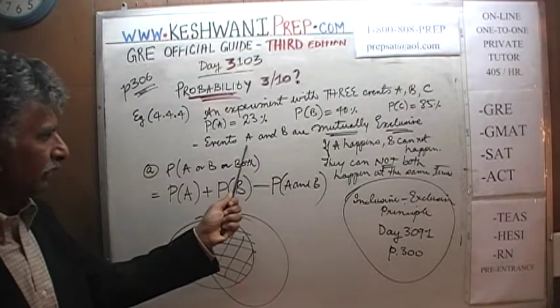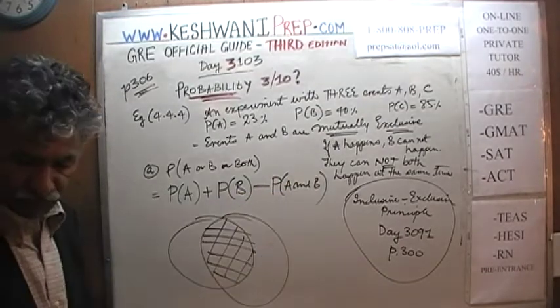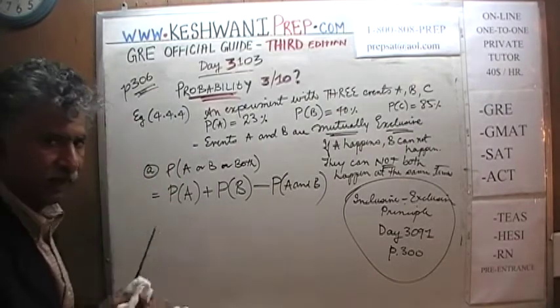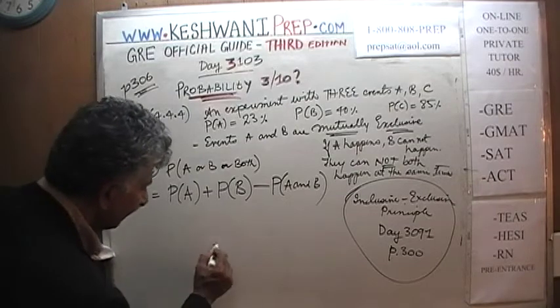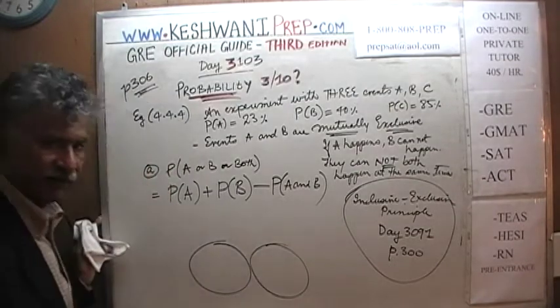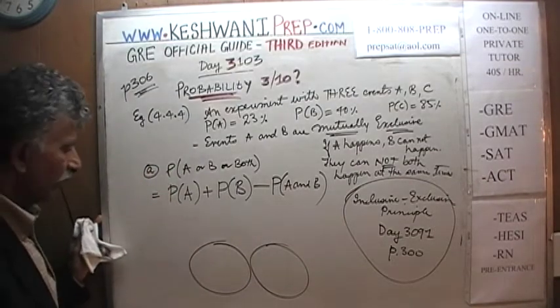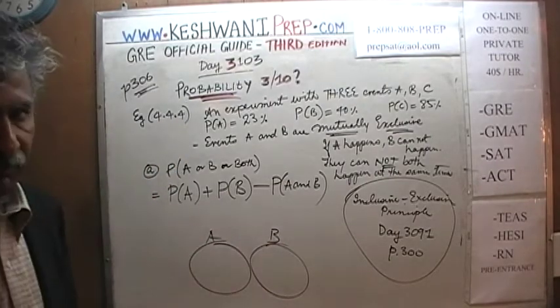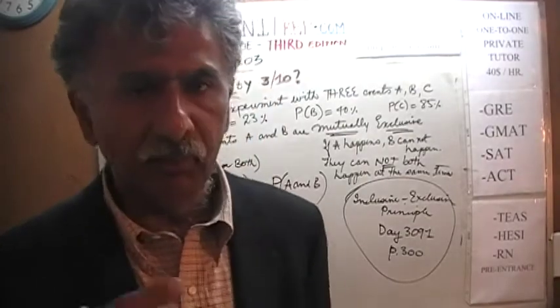But here, we are told that A and B are mutually exclusive, which means they cannot both happen at the same time. In the context of a Venn diagram, what they are telling us is that these are disjoint sets. They have nothing in common. They do not overlap. Here's event A, here's event B. They cannot both happen at the same time. Either one happens or the other happens.